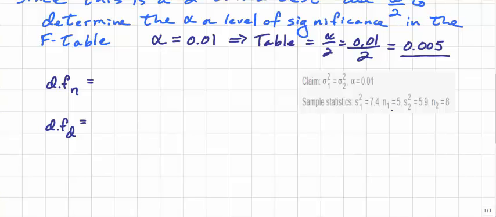So n sub 1 is equal to 5, and n sub 2 is equal to 8. So therefore the degrees of freedom for the numerator will be 5 minus 1, which will be equal to 4. And the degrees of freedom for the denominator will be equal to 8 minus 1, which will be 7. So now let's find this value in the table.